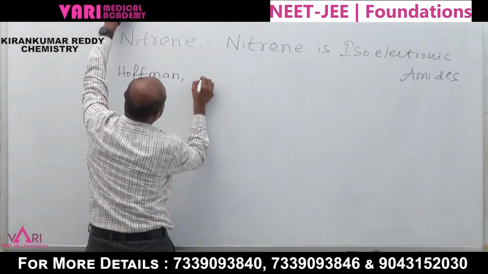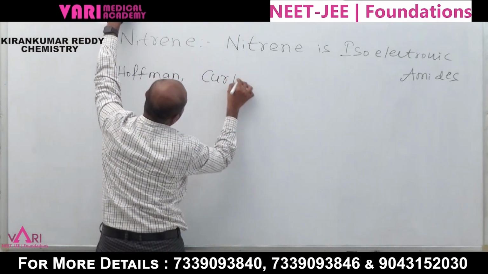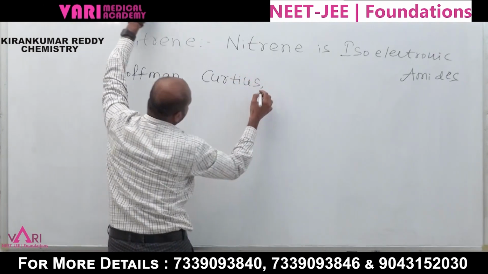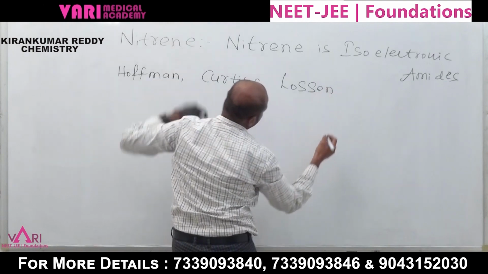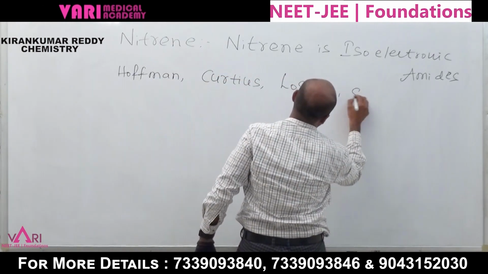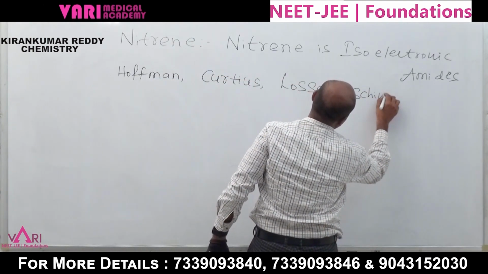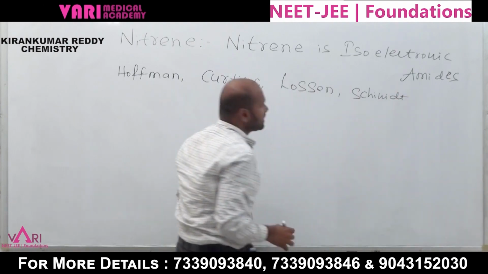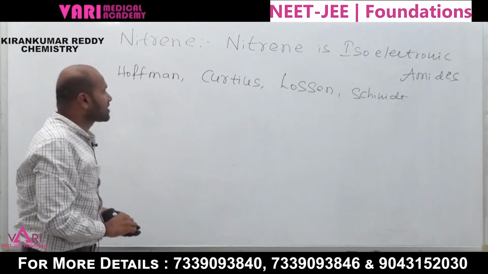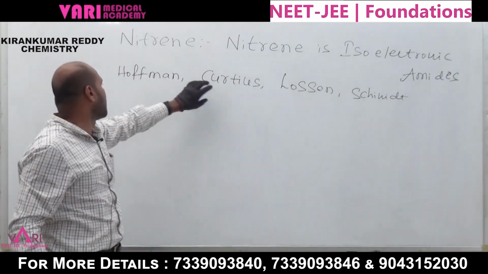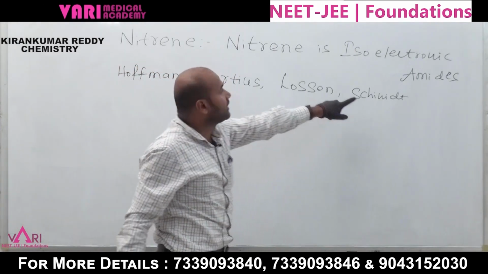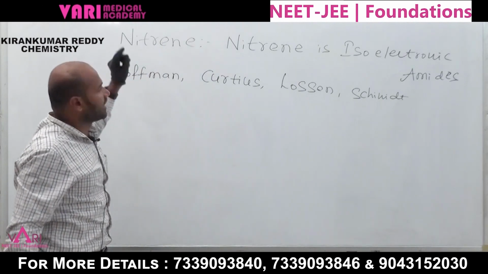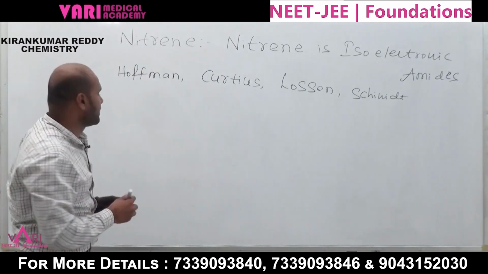Another one is the Curtius reaction, next the Lossen reaction, and the Schmidt reaction. These are the reactions in which the intermediate is nitrene: Hoffman, Curtius, Lossen and Schmidt. Nitrene is the intermediate.